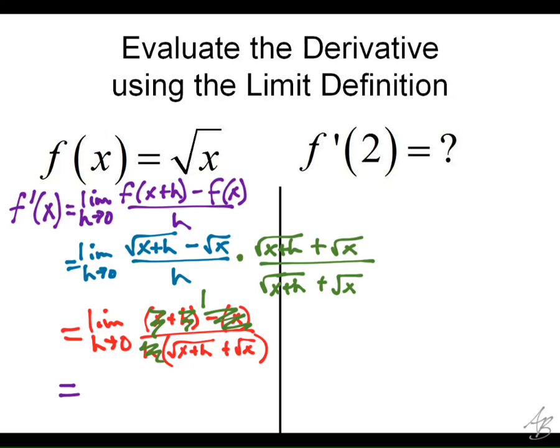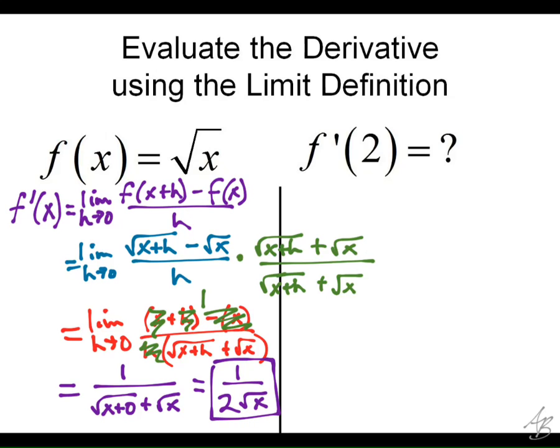So I'm going to take an extra step here than what we normally do. The square root of x plus 0 plus the square root of x in the denominator. Now the square root of x plus 0 is really just the square root of x. So we have in the denominator the square root of x plus the square root of x, which is 2 square root of x. So the derivative of the square root function is 1 over 2 times the square root function.